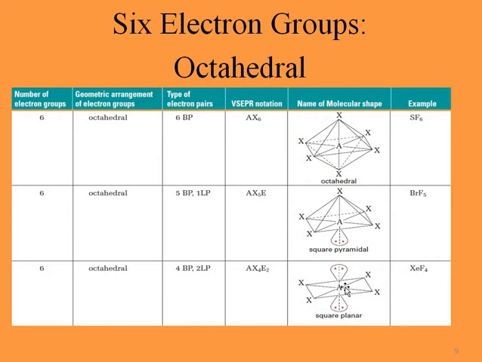XeF4. So as you see here, we have these 5 basic different shapes based on the number of electron groups we have. We can have 2 electron groups, 3, 4, 5, and 6, and we have different shapes for each of them.